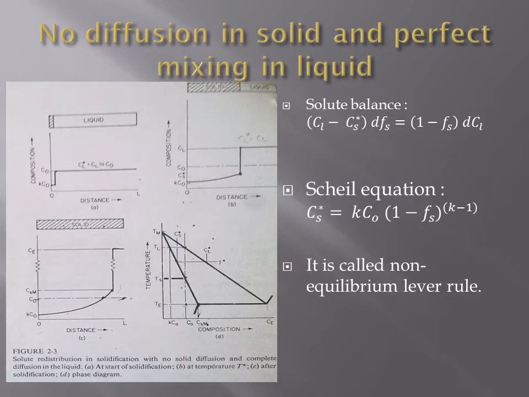Okay, now we come to the case of no diffusion in solid and perfect mixing in liquid. Here we consider a crucible of length L with initial composition C0. The initial solid that will form will be at TL of composition KC0. During further cooling, liquid becomes richer in solute, and because of no diffusion, composition of solid in initial stages is the same. At T star, solid of composition CS star is freezing from liquid of composition CL star. Expression is given here by equating solute rejected when a small amount of solid forms with the resulting increase in liquid, which after integration becomes CS star equal to KC0 into (1 minus Fs) to the power K minus 1. It is also called the Scheil equation.